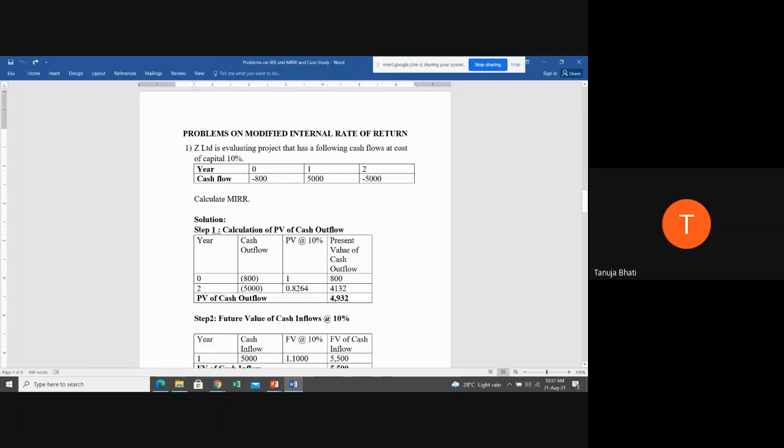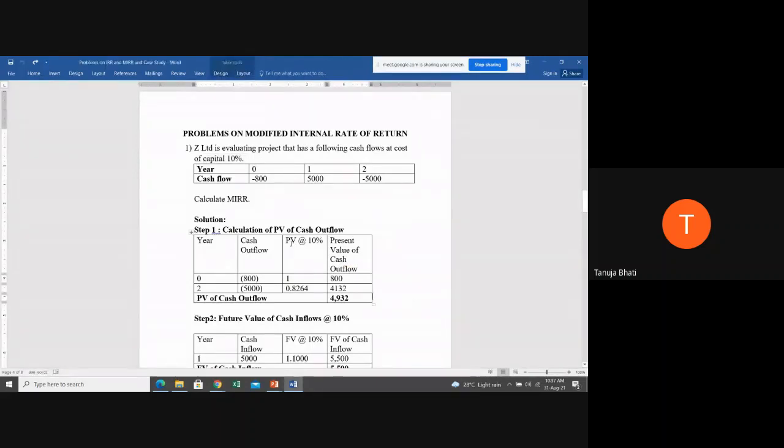Step number 1, calculation of present value of cash outflow. How do you calculate present value of cash outflow? Write the number of years and cash outflow as it is from the problem. So in year 0, there is a cash outflow of 800. In year 2, there is a cash outflow of 5000. Now, you have to apply the present value factor at the rate of 10%. It is given here, 10%.